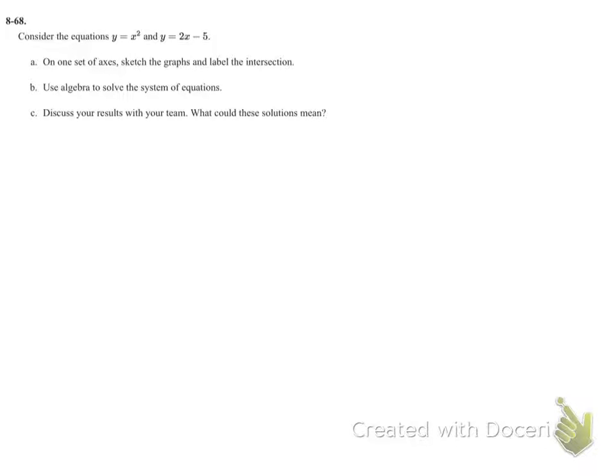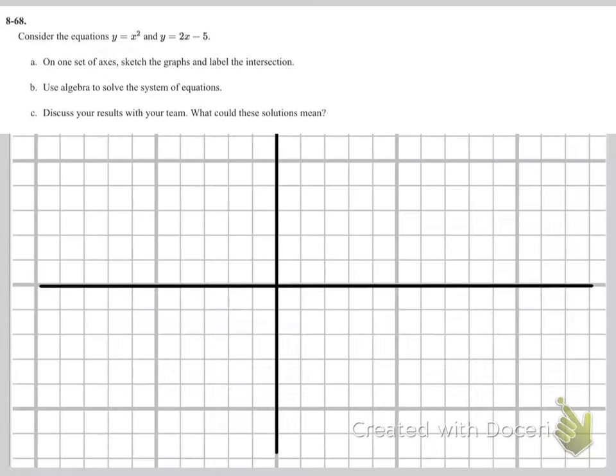68 was part of the in-class work, and we're taking a look at these two equations, y equals x squared, and also y equals 2x minus 5. If I want to graph them on the same set of axes, my x squared is just the parent function, locator point at 0, 0. So if I go through and graph that right there, I'm just going to graph the first 5 points. It's going to look something like this.